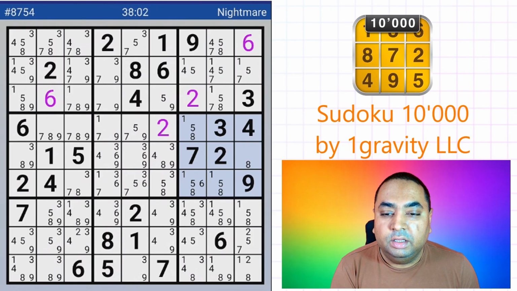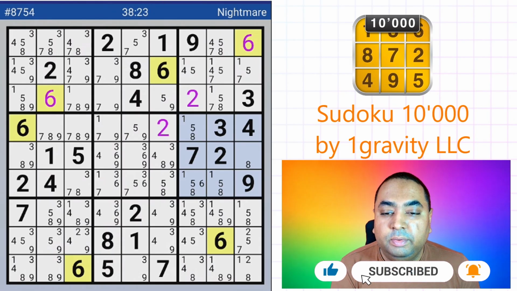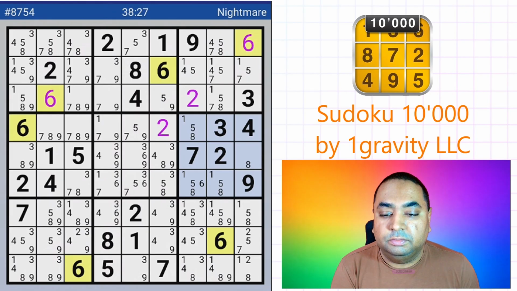Now in the same way, examine block 6. In block 6, where can 6 be placed? As it is a hidden single, it can only be placed in that position. So it can be placed in that position. Now we will move to the next step.